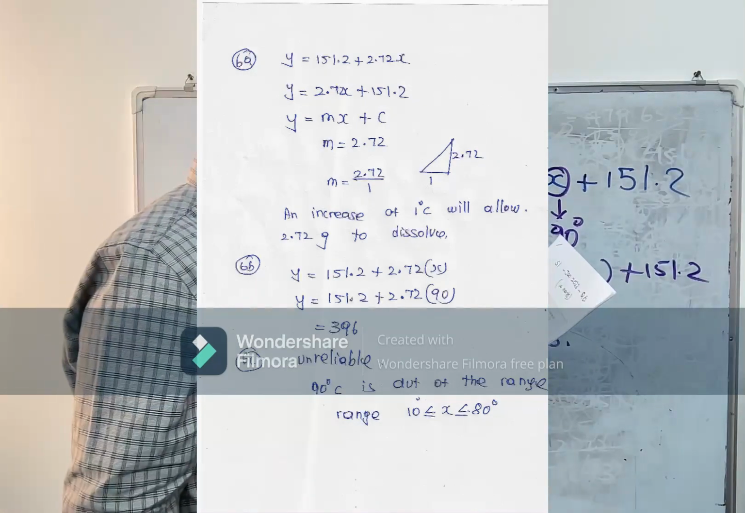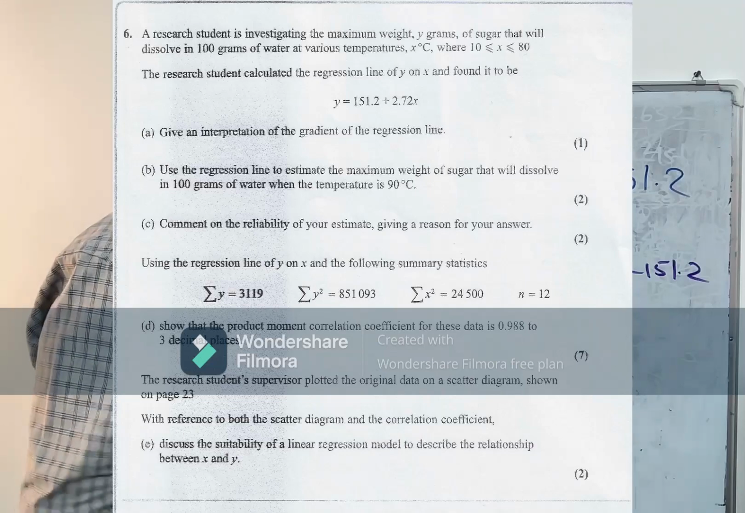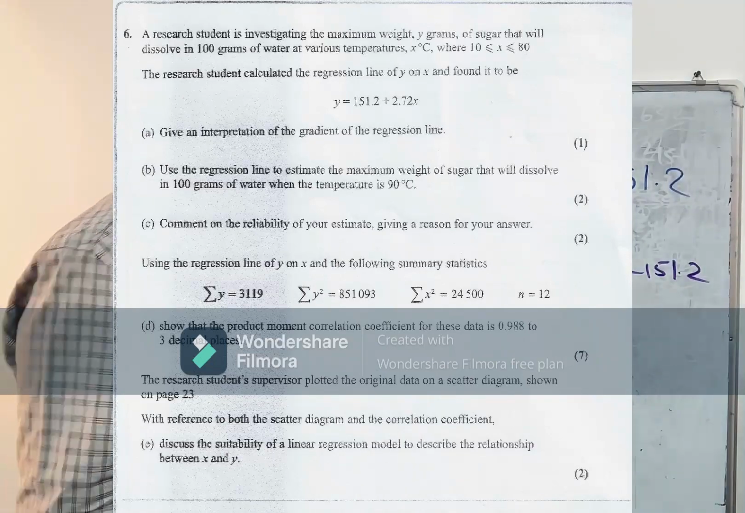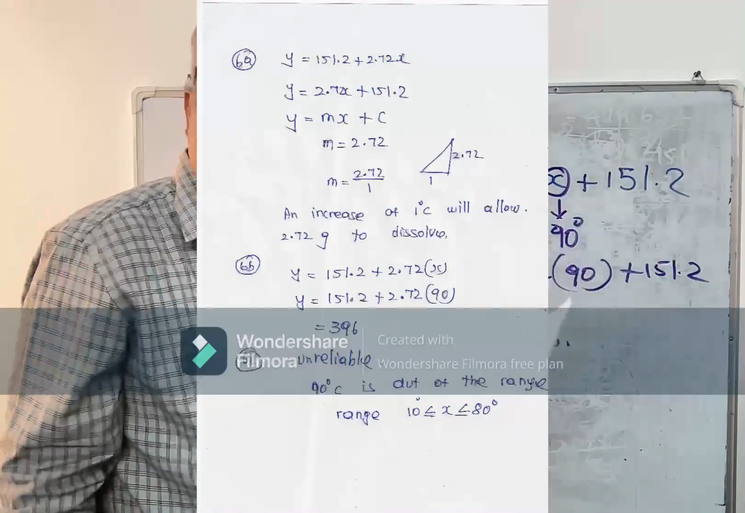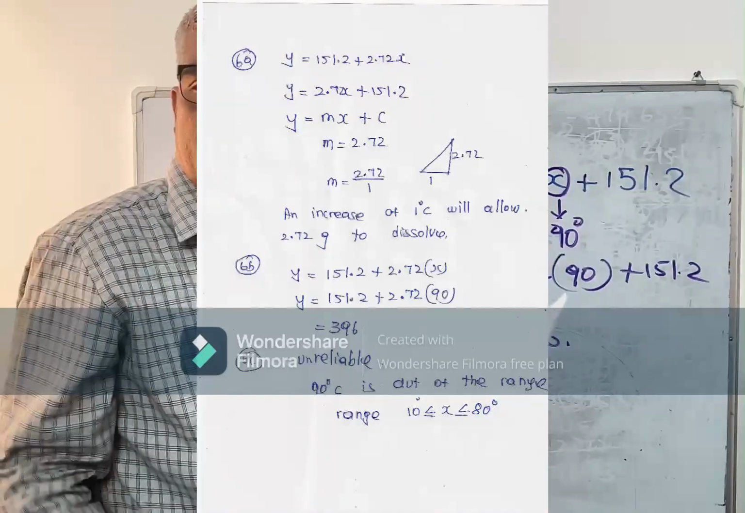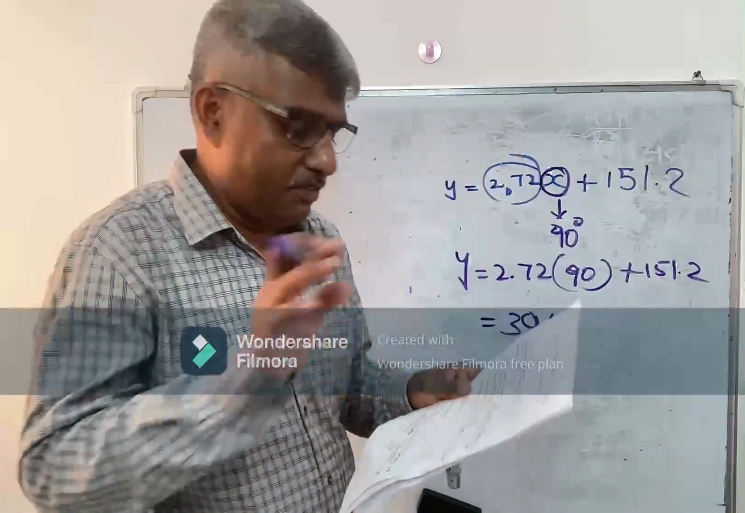Part C. Comment on the reliability of your estimate. Give a reason for your answer. What is the reliability? It is unreliable. Why? Because 90 degrees is above the range. The range is 10 to 80 only. They have given the range.